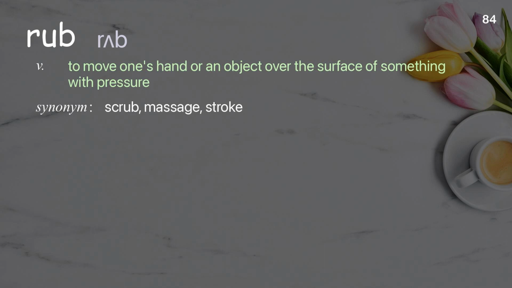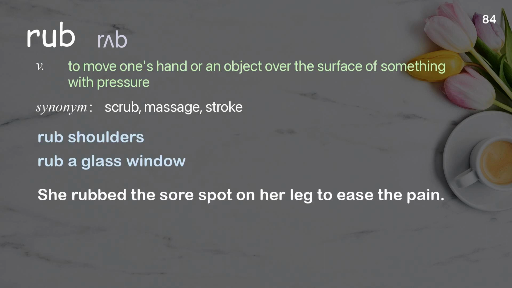Rub. To move one's hand or an object over the surface of something with pressure. Examples: Rub shoulders, rub a glass window. She rubbed the sore spot on her leg to ease the pain.